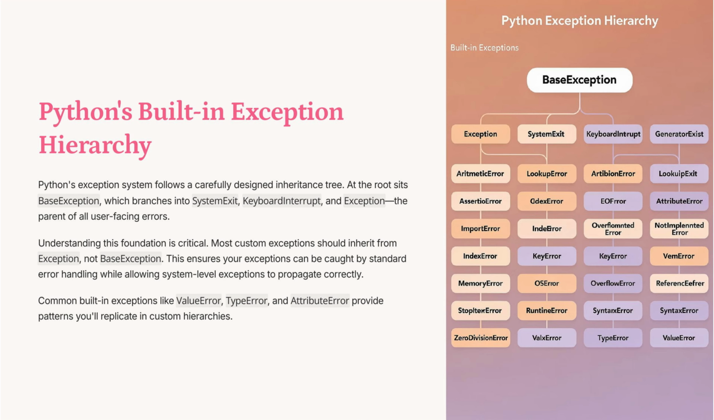Python's exception hierarchy is rooted in BaseException, branching into SystemExit, KeyboardInterrupt, and Exception, the parent of user-facing errors. Custom exceptions should inherit from Exception, ensuring they integrate with standard error handling. Built-in exceptions like ValueError and TypeError offer patterns for designing custom hierarchies, crucial for effective error management.